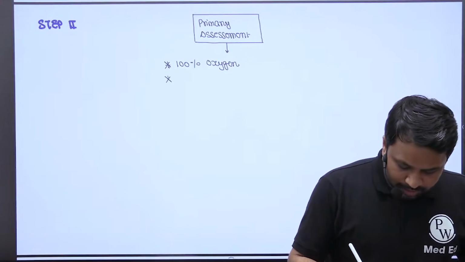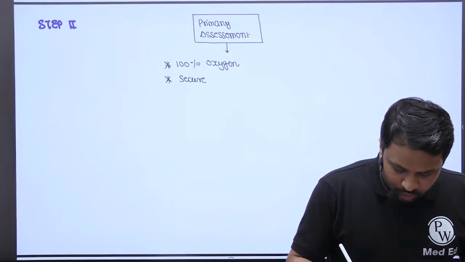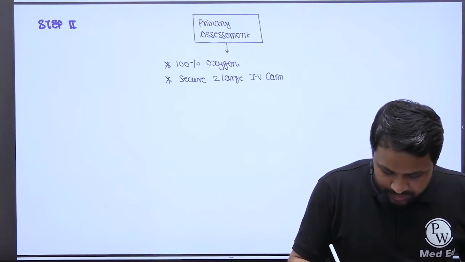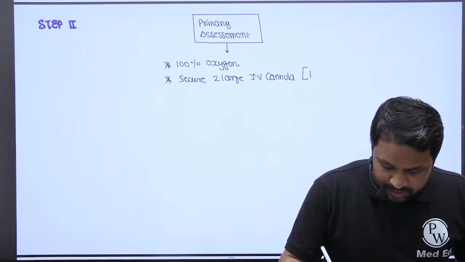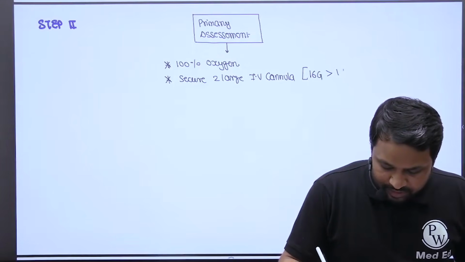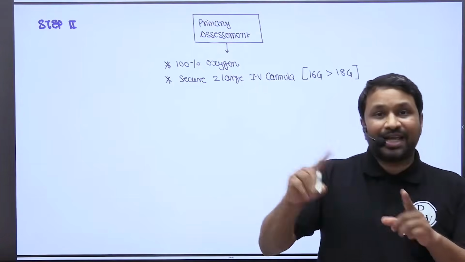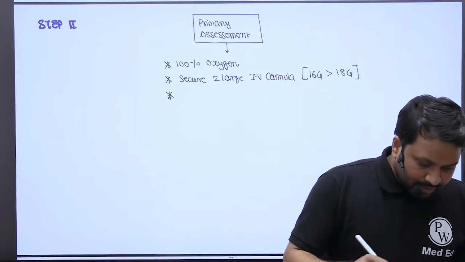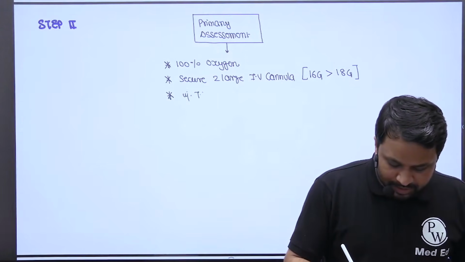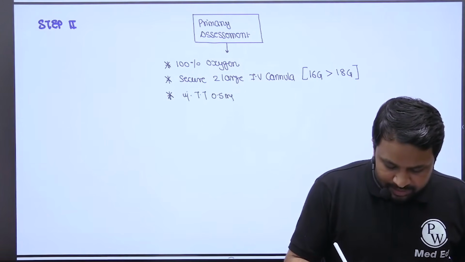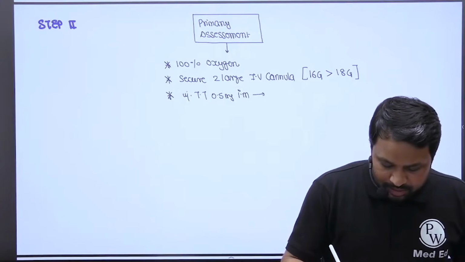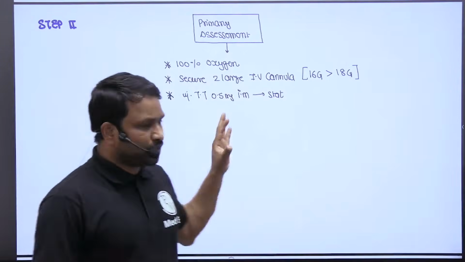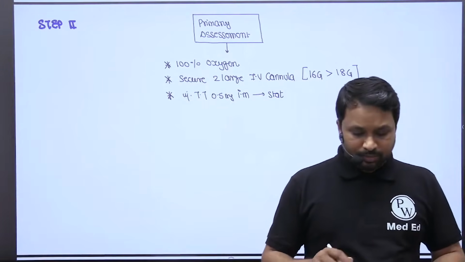Now, as you're doing this, secure 2 large IV cannulas. When I say 2 large IV cannulas, preferably it is the 16 gauge cannula. If it is not available, you can go to 18 gauge, but not less than 18 gauge. That is your second thing in your assessment protocol. Once you've done this, always give an injection of tetanus toxoid, 0.5 milligrams, intramuscular, single dose, stat. You usually forget to give tetanus toxoid in every patient, but it is an important precautionary measure.